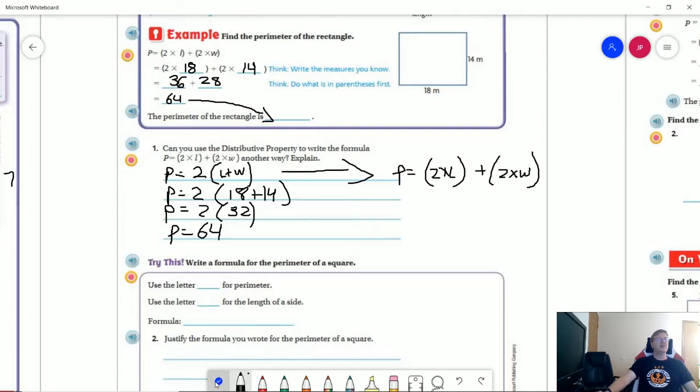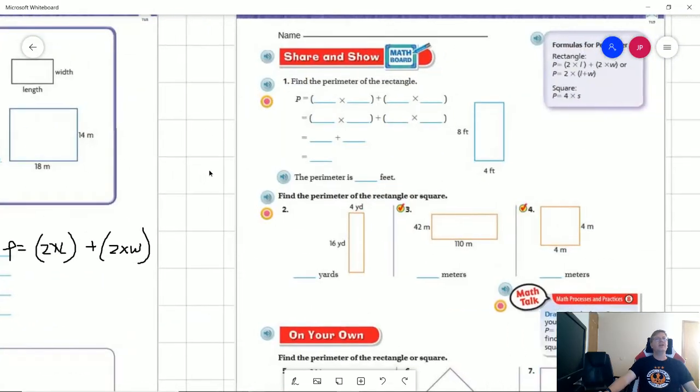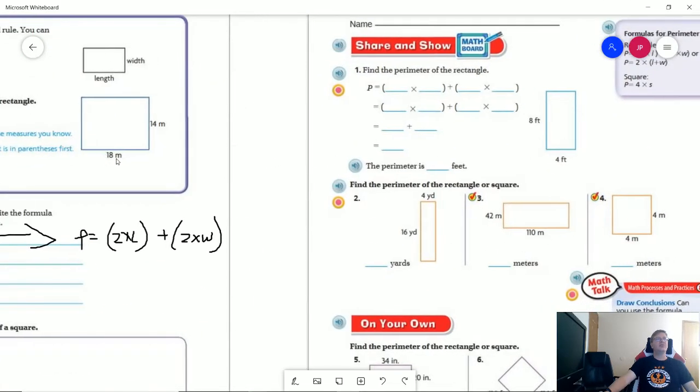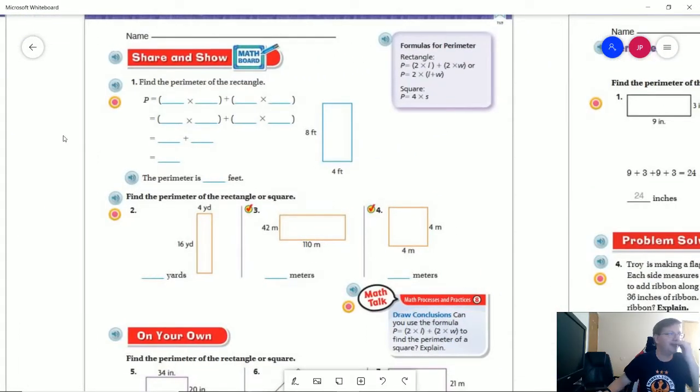Those are things for the future, but this is a different way that we could do this. So you could, in theory, take the lengths of your sides, add them together first, and then double that answer, multiply by 2. So let's take a look at our share and show.